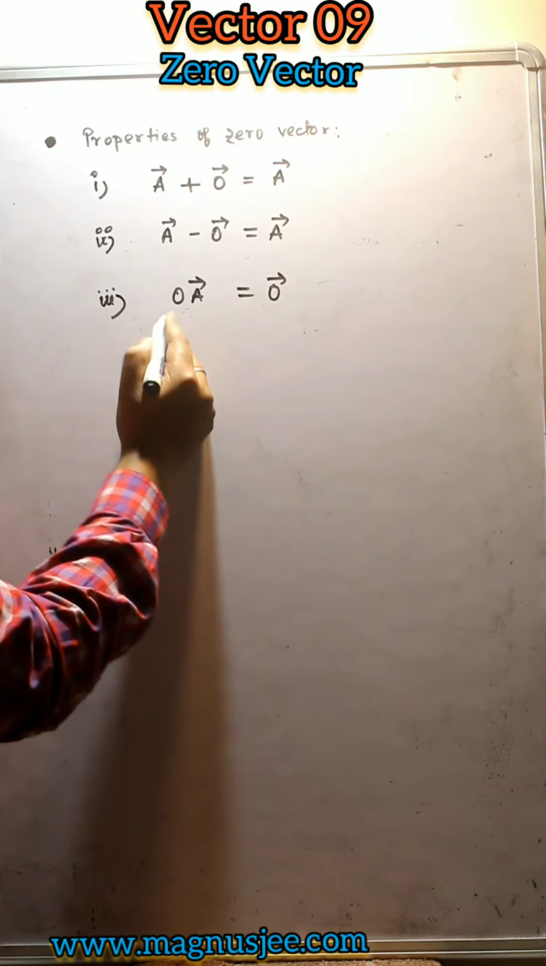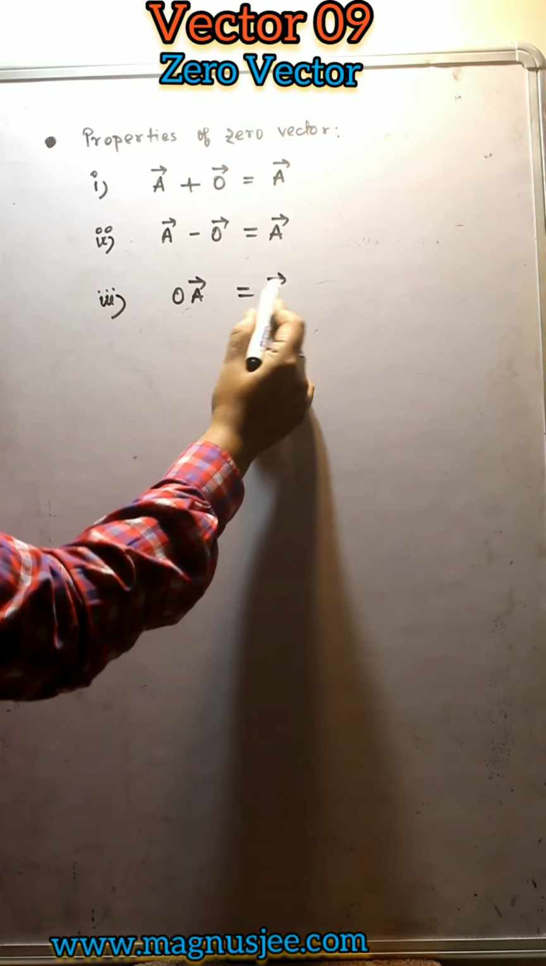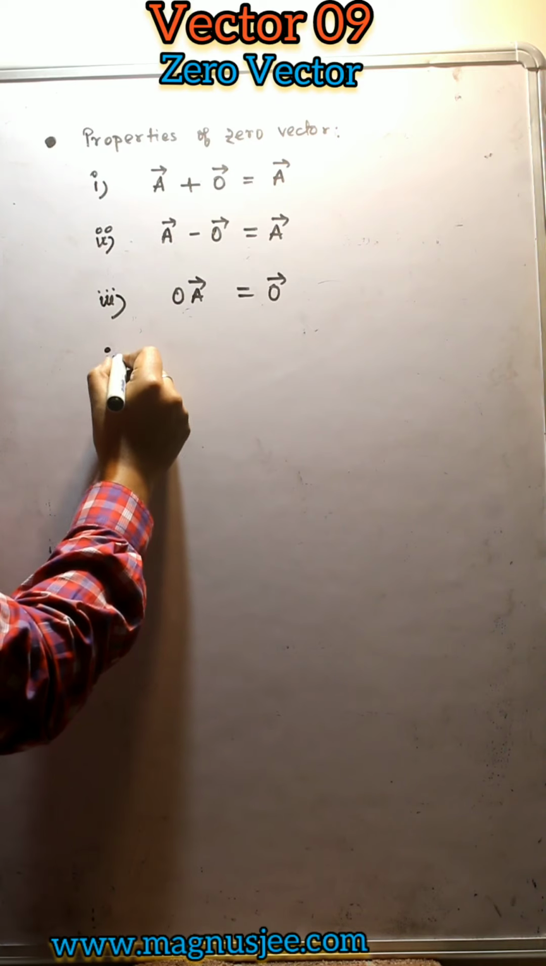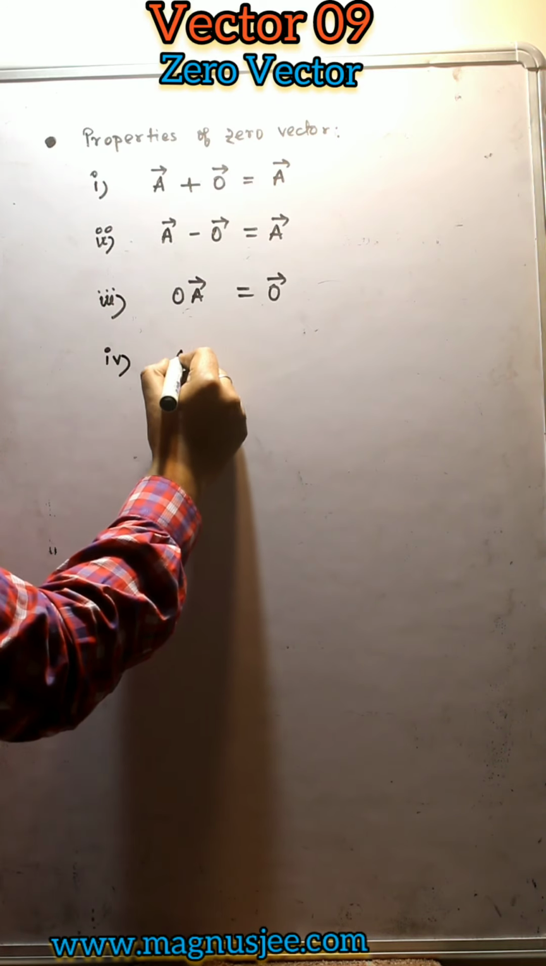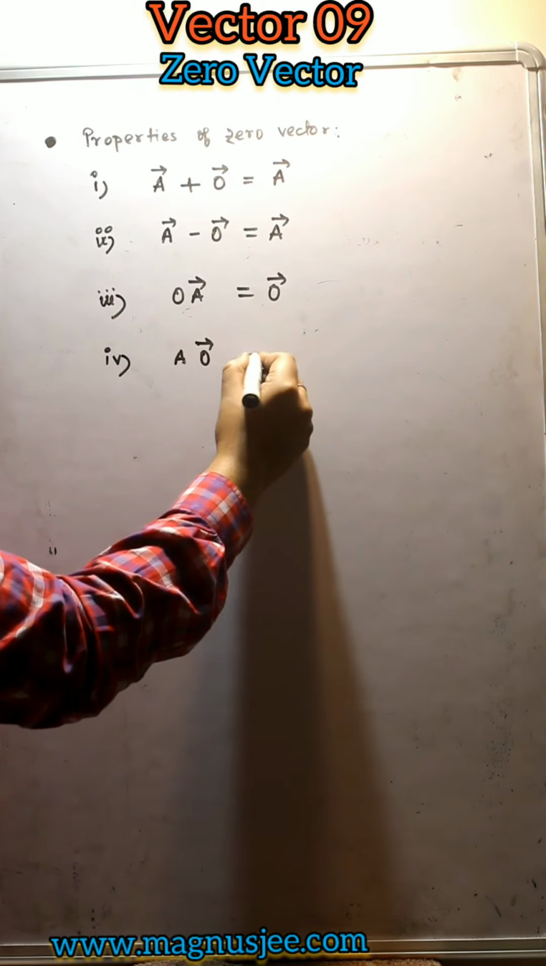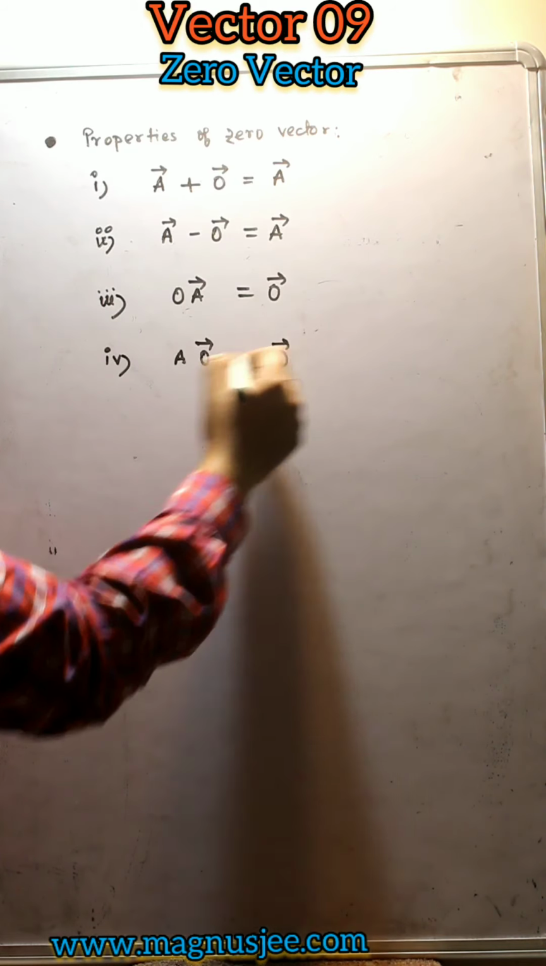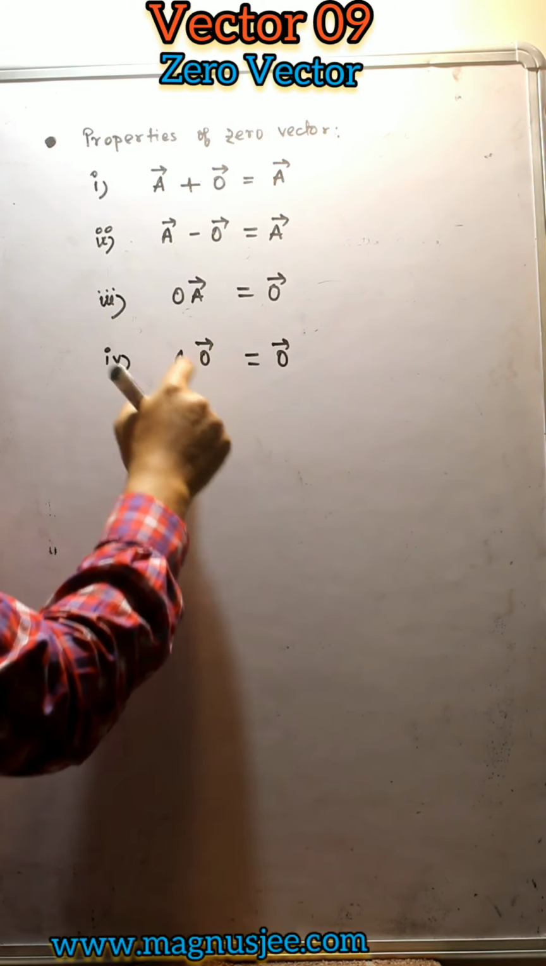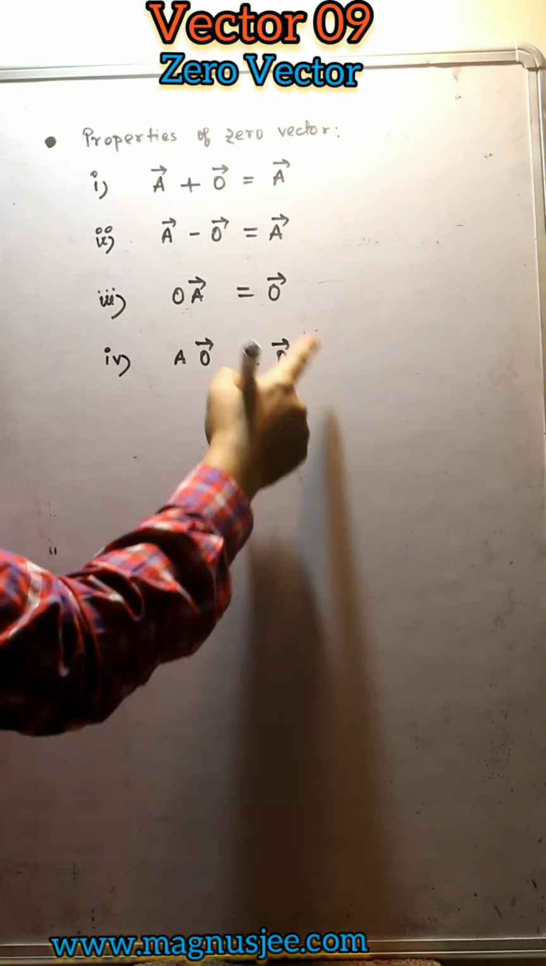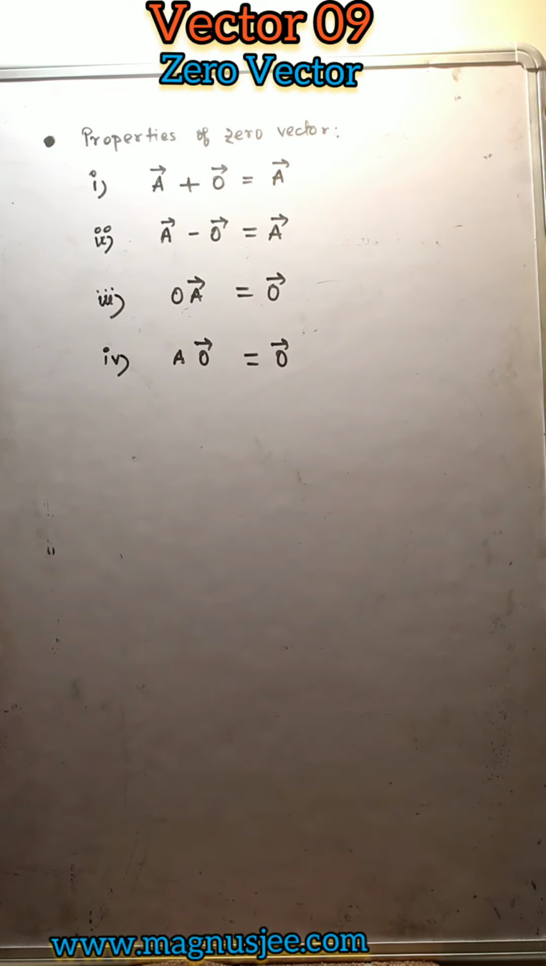If zero is multiplied with a vector, that means zero into vector A will be zero vector, and A into zero vector will be zero vector. That means if a scalar is multiplied with zero vector, then zero vector will be obtained.